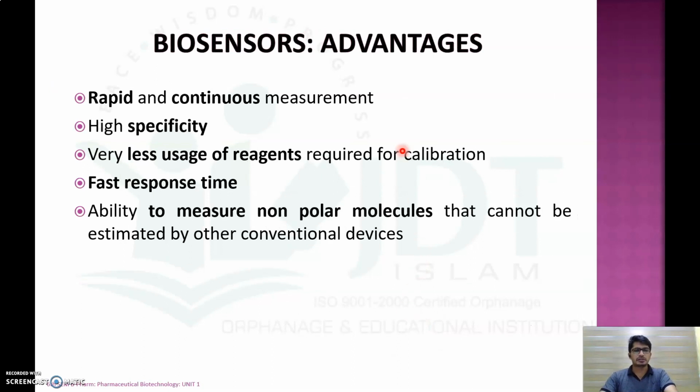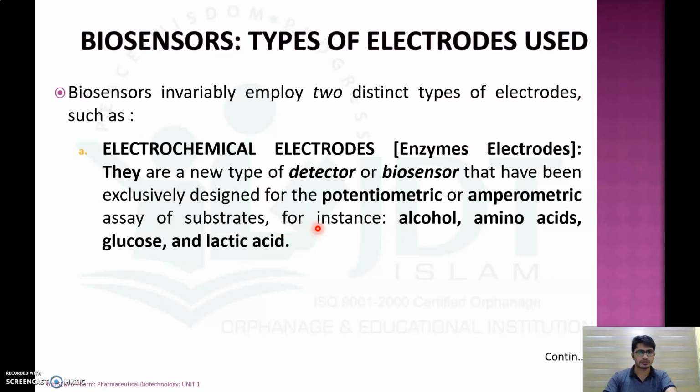Now, what are the advantages of biosensors? They can be used for rapid and continuous measurement. They have high specificity, because the substrate which is analyzed should only bind with the specific substrate or signal molecules, so the detection is very specific. Very little reagent is required for the calibration, and there is a faster response time. In a short period itself we can determine the amount of analyte, and there is the ability to measure non-polar molecules that cannot be estimated by other conventional devices.